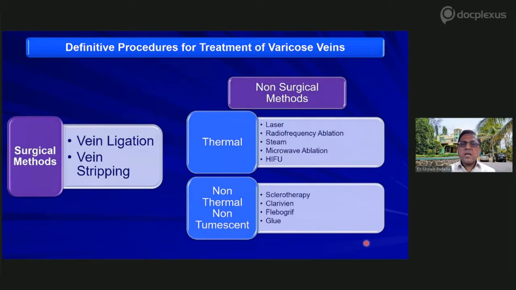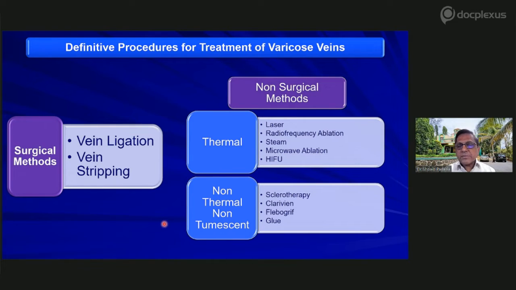However, what are the definitive procedures for treatment of varicose veins? There has to be something in which we say we get rid of these varicose veins and give this patient some extremely good relief. How do we go about doing that? So first of all, the old methods were the surgical methods, vein ligation and vein stripping. Nowadays, of course, 99% of cases all over the world are done by non-surgical methods. In our country, because of non-availability of these methods, I still think a large number are done by surgery, but more and more are being done by the non-surgical newer methods.